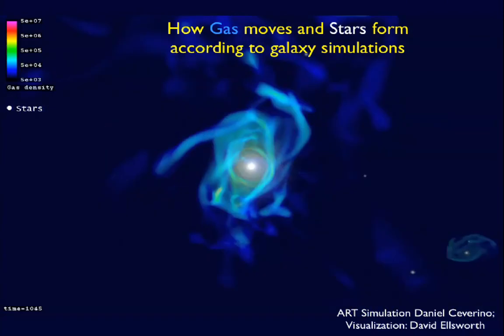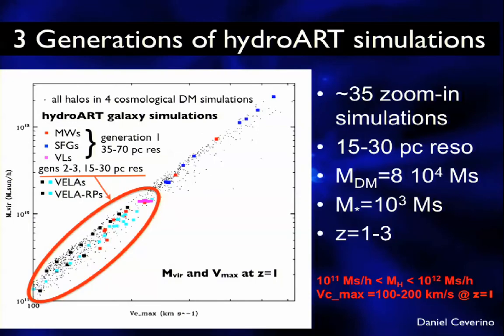White stars, colored was gas. So we've run, this is Daniel Severino's work. Daniel was a graduate student with Anatoly Klypin. He's using the ART code. He was a postdoc with my longtime collaborator, Avishai Dekel, and now he's in Gustavo's group in Madrid.